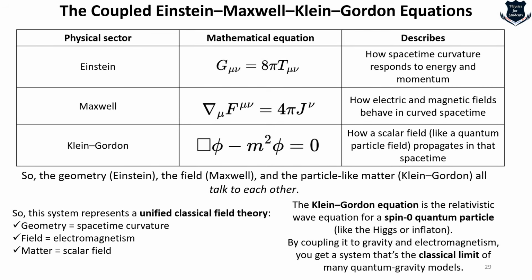So we can say that the Klein-Gordon equation is the relativistic wave equation, obviously for a spin-zero quantum particle, and by coupling to it, it is actually establishing the classical limit of many quantum gravity models. So that means it is basically taking a step towards coupling Einstein's gravity with Maxwell's electromagnetism and with the Klein-Gordon equation, which is of the scalar field. It is trying to get together and find a theory of everything, or a unified theory.